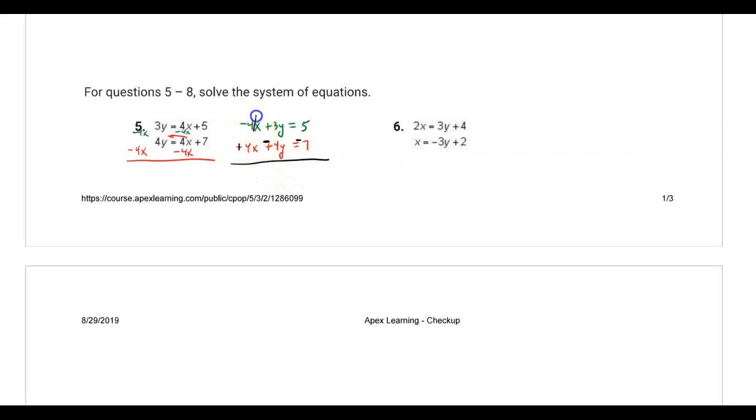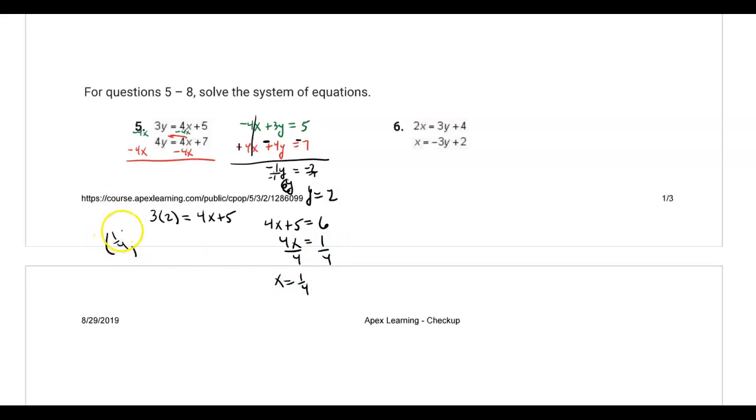So these eliminate. 3y minus 4y is negative 1y. 5 minus 7 is negative 2. So when I divide both sides by negative 1, I get y is positive 2. And now 3 times positive 2 equals 4x plus 5. So basically 4x plus 5 equals 6. Subtract 5, 4x equals 1. Divide by 4, x is equal to 1/4. And my ordered pair solution, 1/4, comma 2. And that would be my answer.